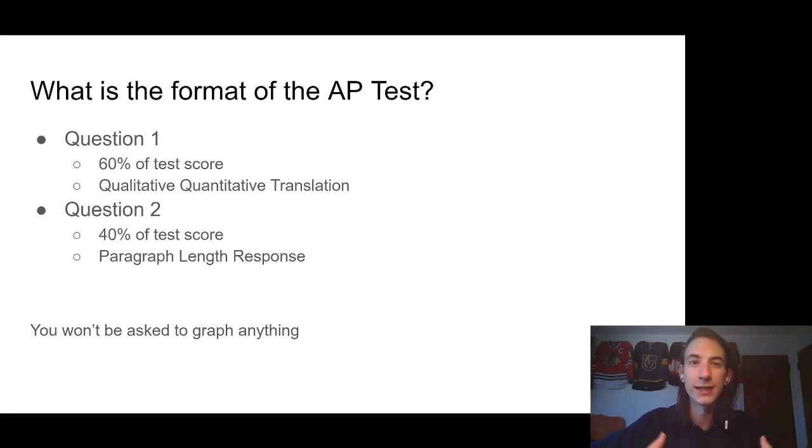If we're looking at the format of the test, we've known this for a little bit. There are 2 questions on it. One of them is going to be 60% of your test score, and that's a qualitative-quantitative translation question. One where you're looking at math and thinking, what do these equations mean? Or is this thing going to increase or decrease, and why? Explaining the physics behind this. And the second one is 40%, and it's a paragraph length response type question.